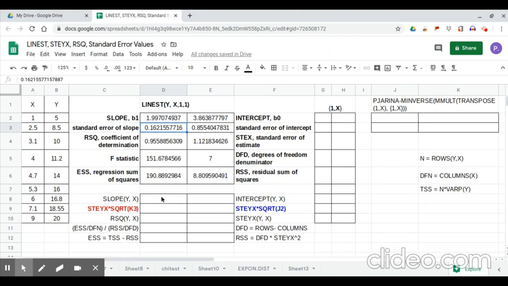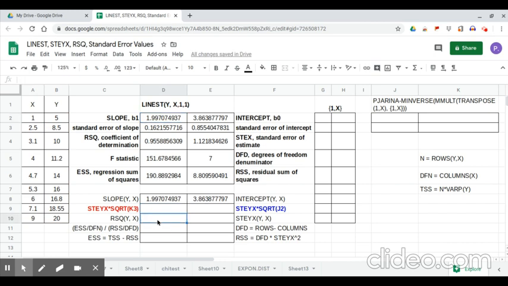Of the 10 outputs, we can easily calculate 4 of them, which are the intercept, which matches to our output. We can also calculate the slope. Also matches to our output.